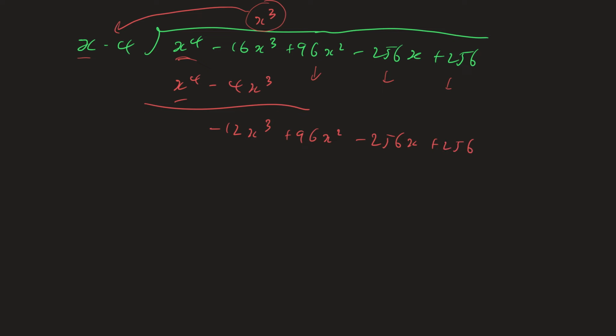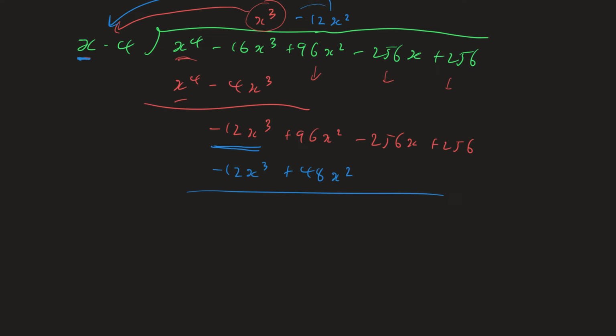The process now repeats again. We have the leading term here is x, the leading term here is negative 12x cubed. How many times does x go into negative 12x cubed? The answer is negative 12x squared. We then multiply this by this to get negative 12x cubed plus 48x squared. Now we do the subtraction.